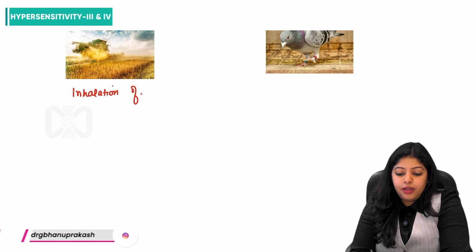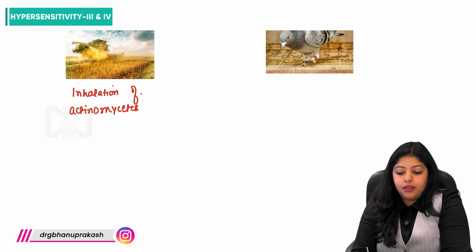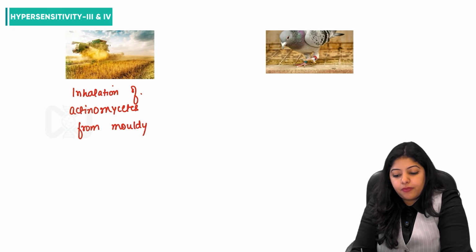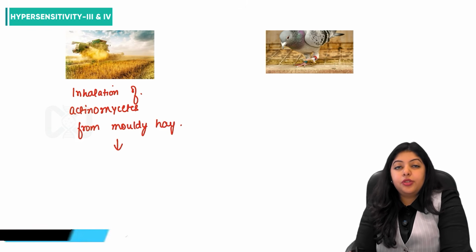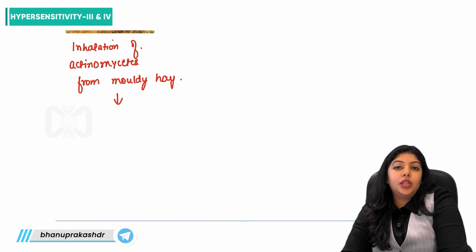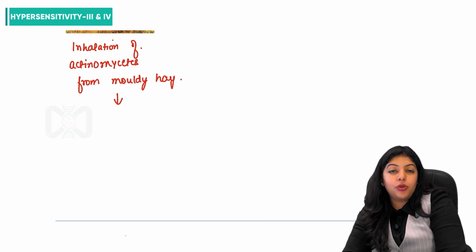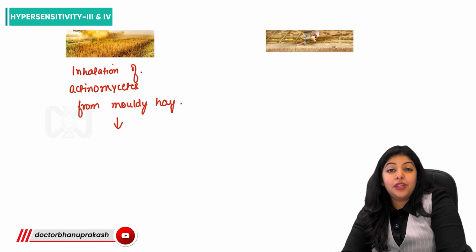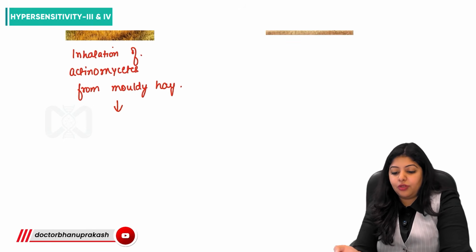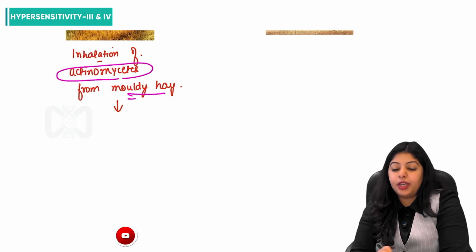actinomycetes from moldy hay. So the person develops an allergic type of respiratory issue in such a situation. The immune complexes get deposited in the alveoli or respiratory passages, leading to disease manifestations of this condition, farmer's lung. So you must remember, it is the inhalation of actinomycetes from the moldy hay.